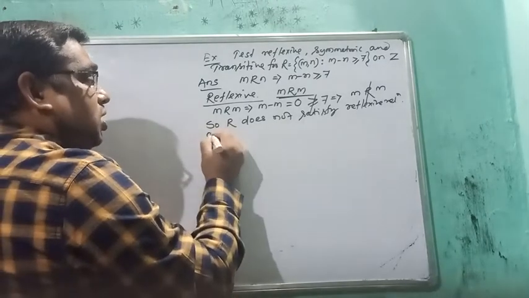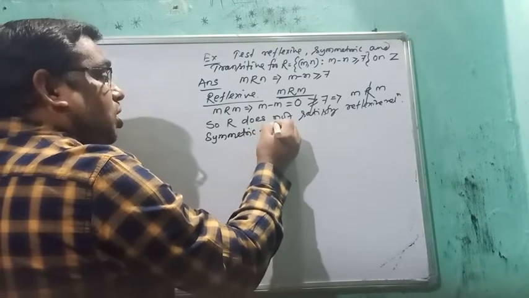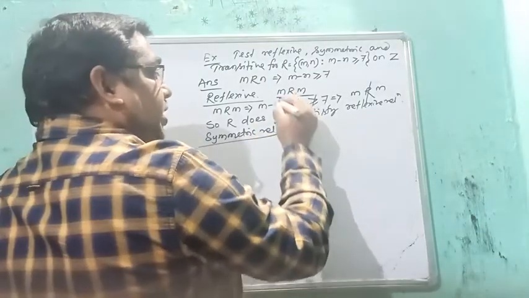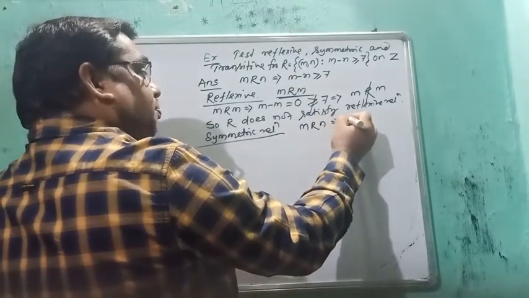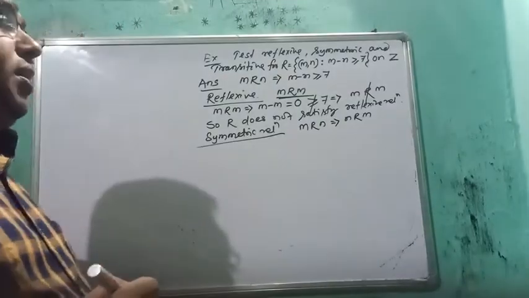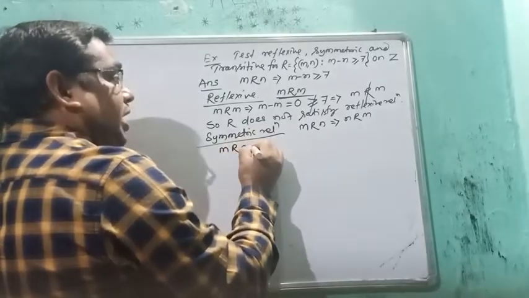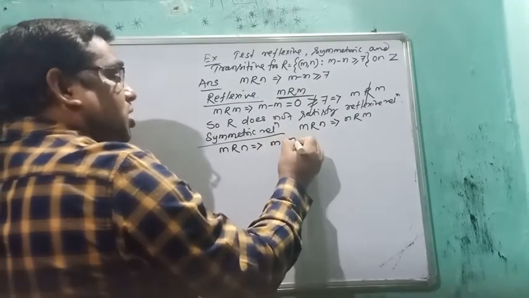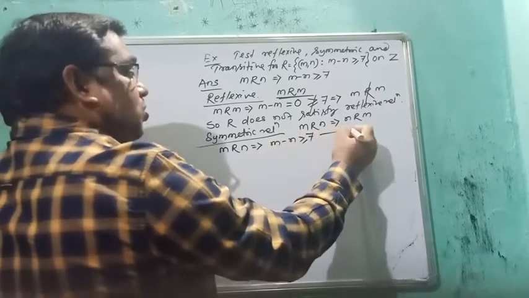Similarly, we have to check the symmetric relation. What is the symmetric relation? We have to verify that m is in relation to n implies that n is in relation to m. So first we take m in relation to n. What is m in relation to n? It implies that m minus n is greater than or equal to 7. That is the first equation.